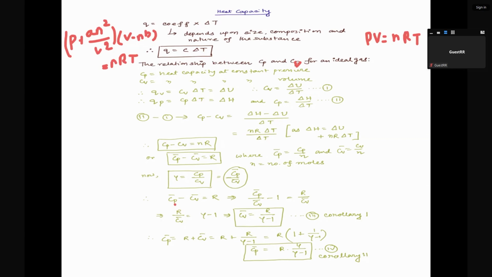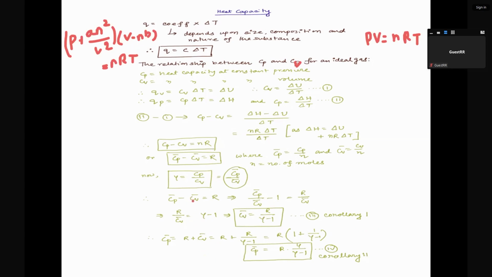Now if we divide both sides of this equation by Cv bar, we have Cp bar by Cv bar minus 1 is equal to R by Cv bar. Now Cp bar by Cv bar is termed as gamma. So R by Cv bar is gamma minus 1. So if we rearrange this equation, we have Cv bar is equal to R by gamma minus 1, which is corollary 1. And the second corollary is Cp bar.